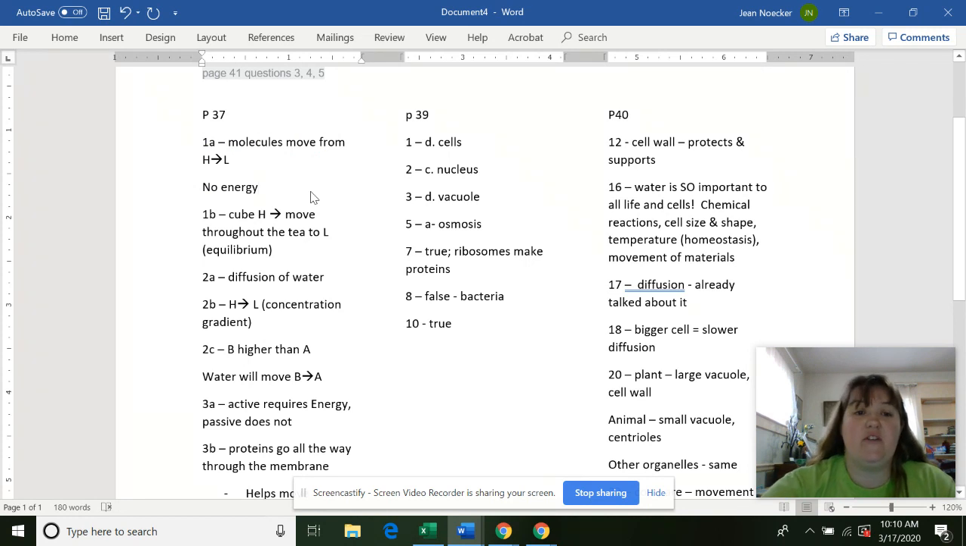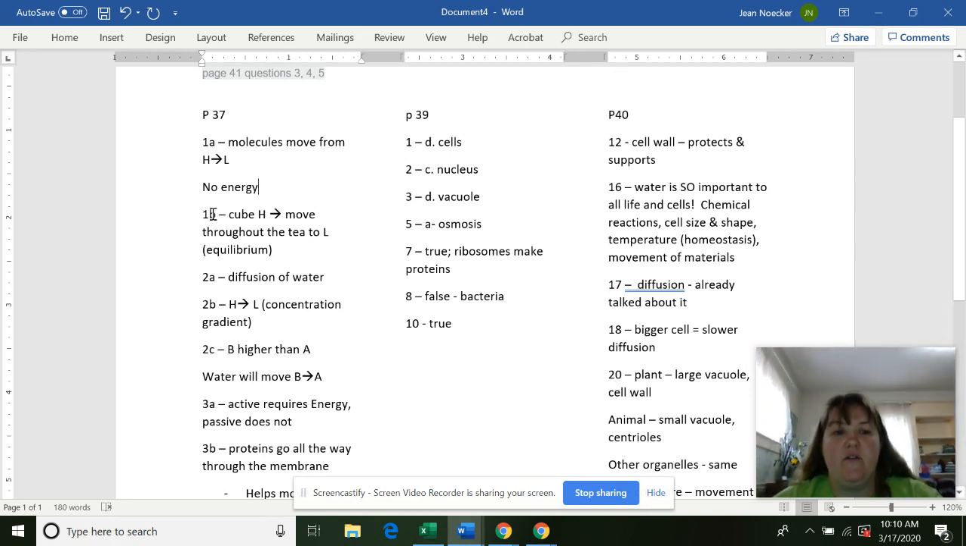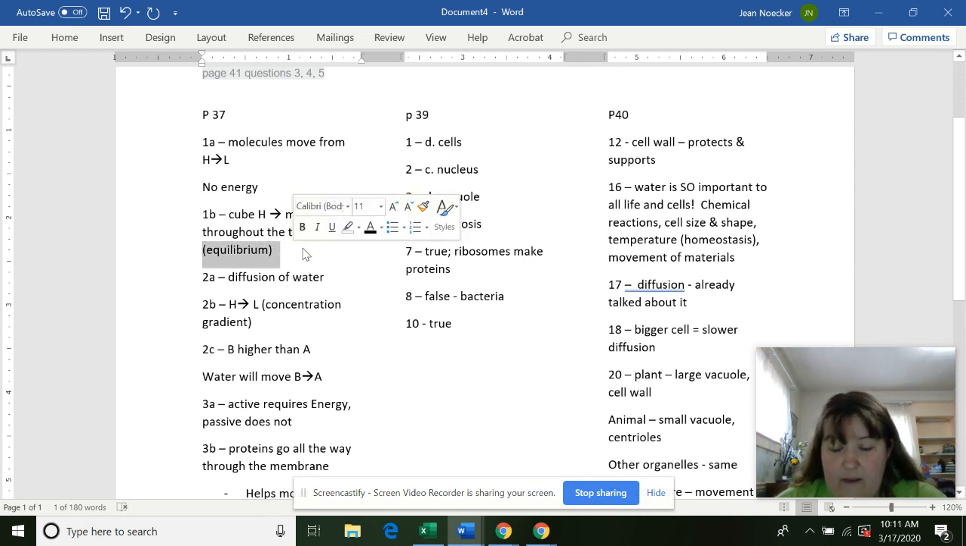1b asks about the sugar cube. We talked about the sugar cube before when I did the little demo with the food coloring in the water. So the sugar cube is high concentration, and that is going to move throughout the tea to a low concentration, and it's going to move till it reaches equilibrium.